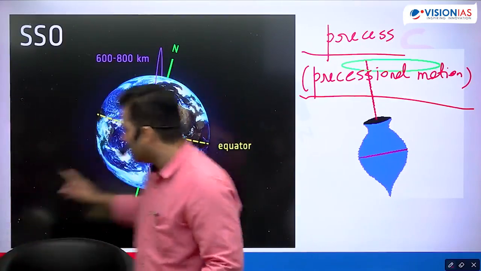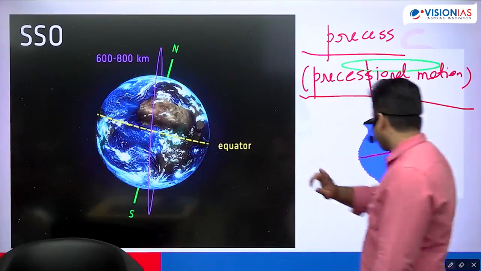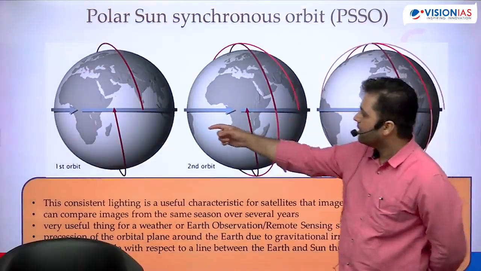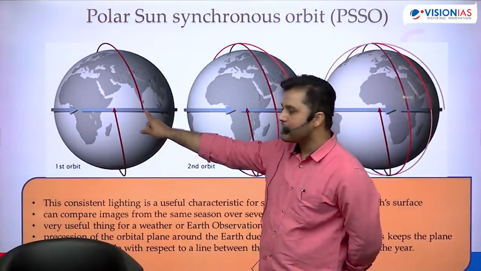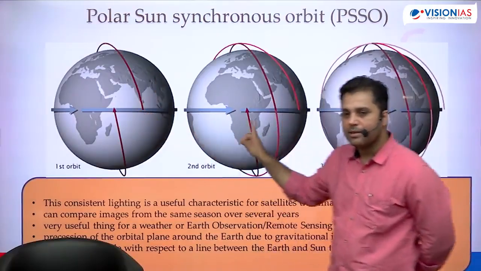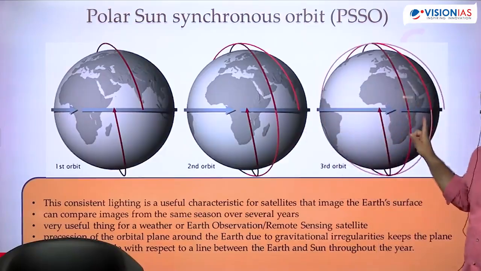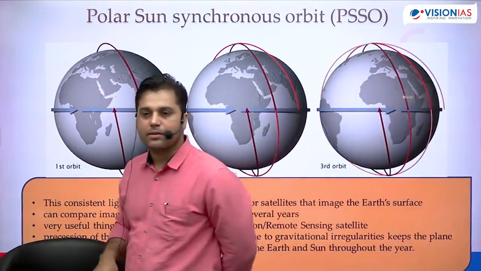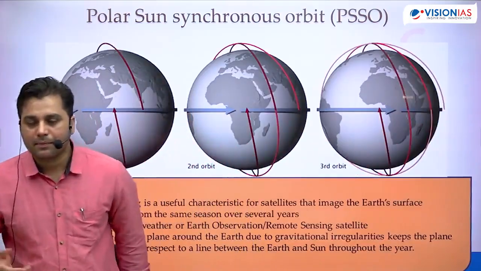Nothing happens to it. So the orbit will look something like this. Oh, I understand your question. Every time, so this is the first orbit, but it did not reach the same point. It changed a little bit. So every day the orbit is changing. That change is happening in a way that it is cancelling out Earth's revolution around the sun. So that is what happens, right?